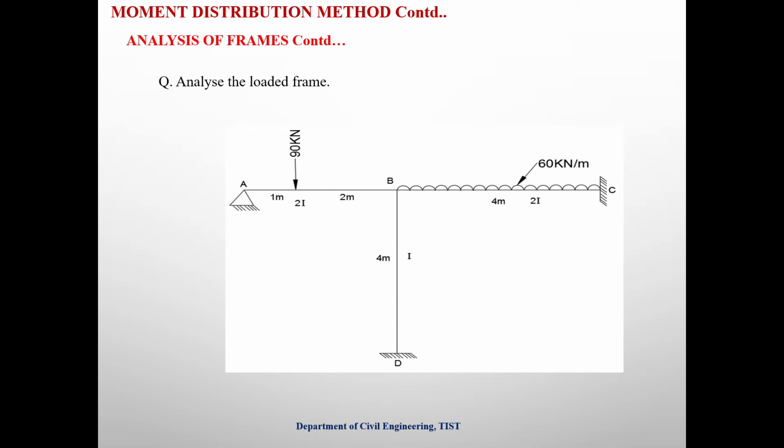Then next is to analyze the loaded frame by using the moment distribution table. The first step, we have to find out the fixed end moments. For M bar AB, it is minus W A B square by L square and M bar BA is W A square B by L square. Similarly, M bar BC is minus W S square by 12 and M bar CB is plus W S square by 12. Since there is no load in the case of BD, there should not be any fixed end moment.